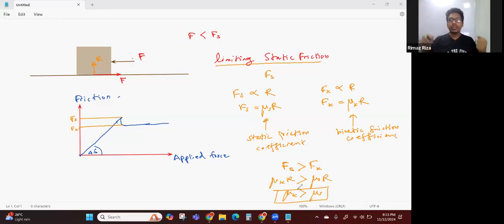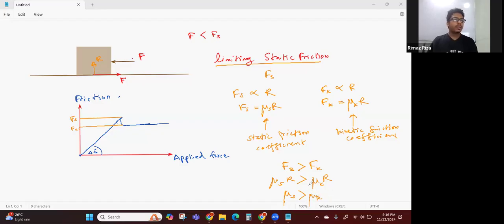Now, for example, let's say there's a heavy table or heavy almirah on a rough surface. You need a large force in order to make it move. But once it starts moving, the force required is less than the maximum force required to make it move, right? So therefore, this mu_s is greater. Sorry, I think here I wrote it wrong. Here it should be mu_s R, here mu_k R. So mu_s is greater than mu_k.